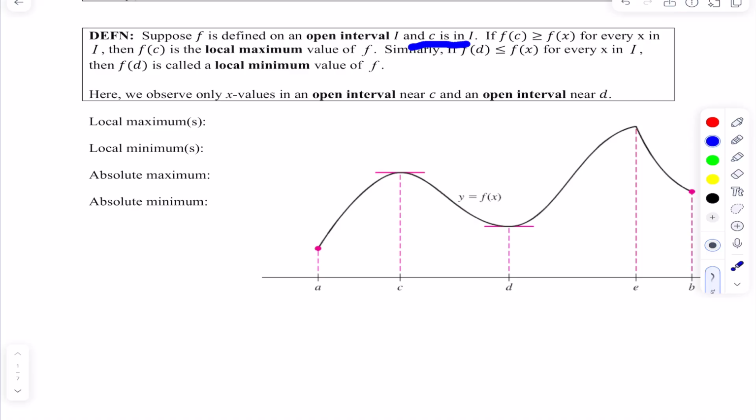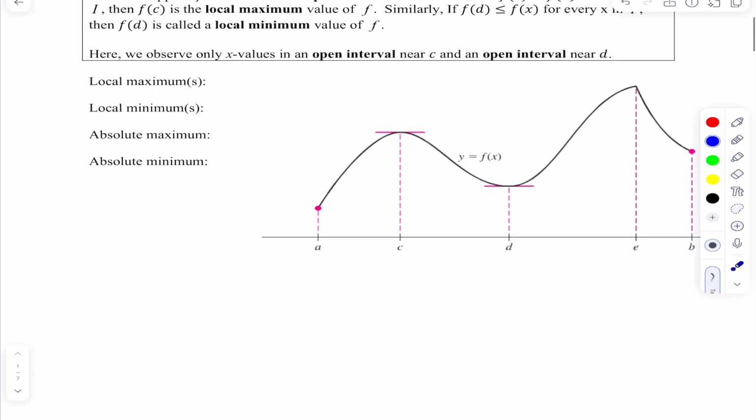And c is in this open interval. If f of c is greater than or equal to f of x for every x in I, then f of c is the local maximum value of the function. Similarly, if f of d is less than or equal to f of x for every x in this open interval I, then f of d is called the local minimum value of this function. So when we talk about locally, we just observe an open interval near c and an open interval near d. Why don't we do that with a graphical example?